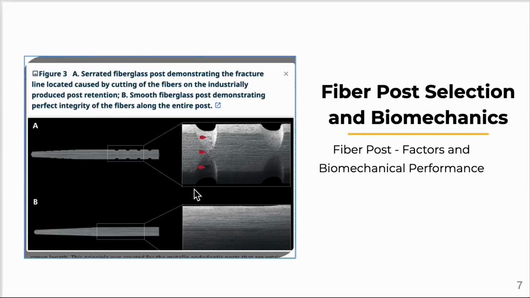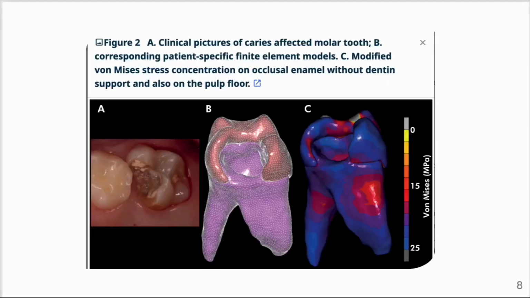The ferrule effect is very important. These pictures just show that this post B, a smooth fiberglass post, demonstrates perfect integrity of the fibers along the entire post. And this picture shows us the A, clinical picture of a caries affected molar tooth, here, this part, majorly, and B, corresponding patient-specific finite element models.